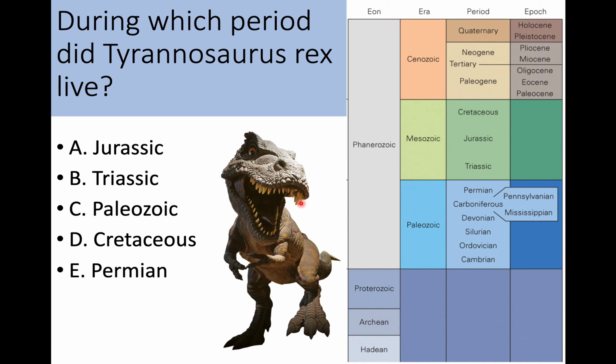So hopefully you are all thinking, oh, Jurassic, because I've seen Jurassic Park the movie. Well, it turns out Jurassic Park led you wrong. So yes, it's true that the Tyrannosaurus Rex did live in the Mesozoic era, which is what we're about to talk about. However, Tyrannosaurus Rex did not actually live in the Jurassic period. They lived in the Cretaceous period. So the movie, I guess they thought Jurassic Park sounded better than Cretaceous Park.